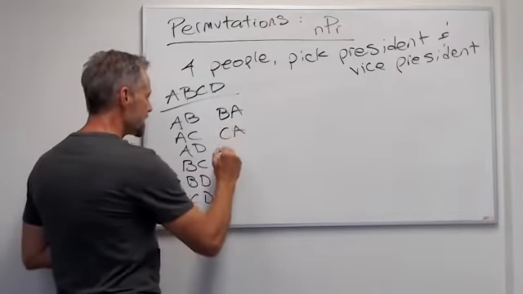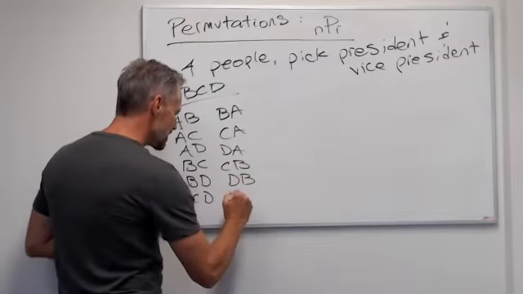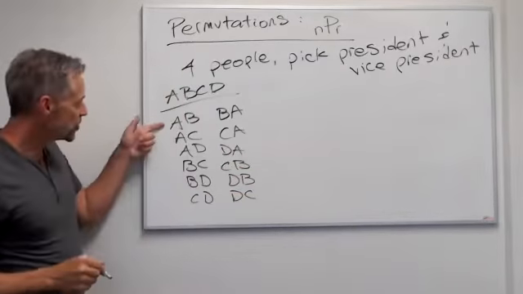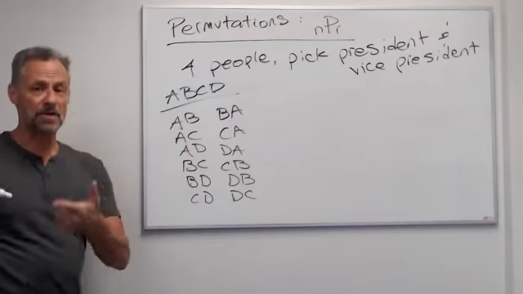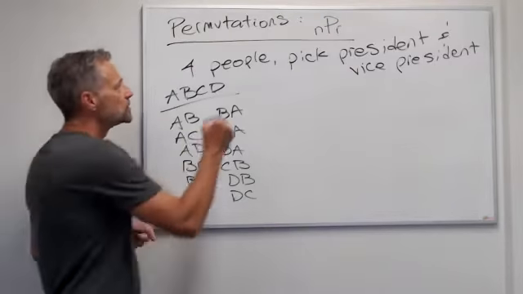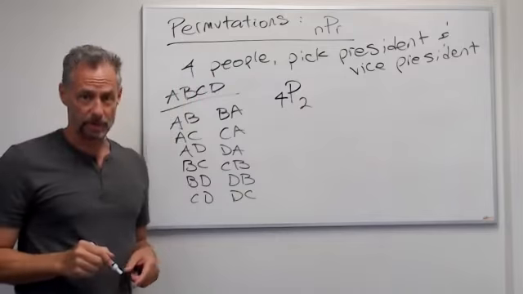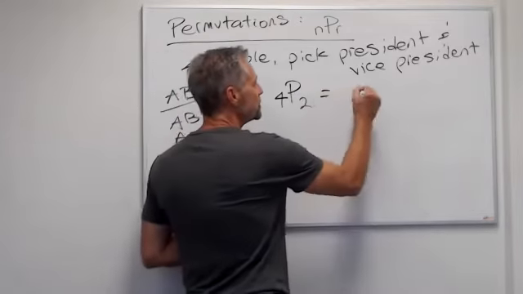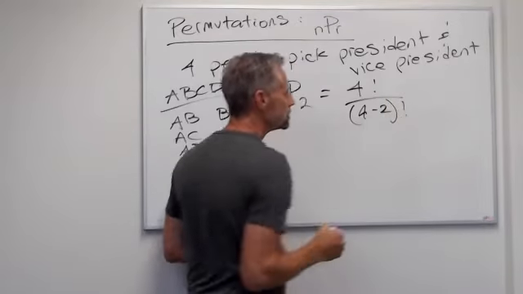So we could have CA, we can have DA, we can have CB, we can have DB, and we can have DC. So notice there's 1, 2, 3, 4, 5, 6, 12 of these. Let's see how we can count the number with permutations. So that's 4 people permute 2 people. So that's going to be 4 factorial over 4 minus 2 factorial.